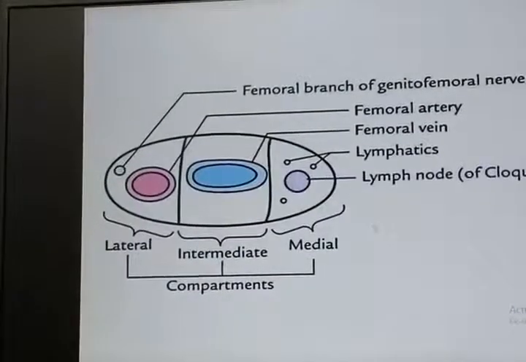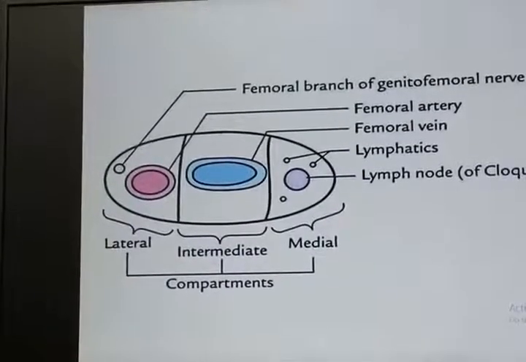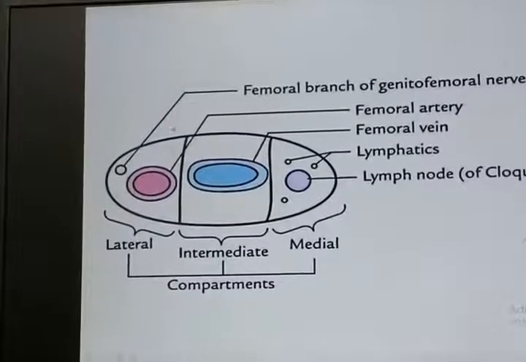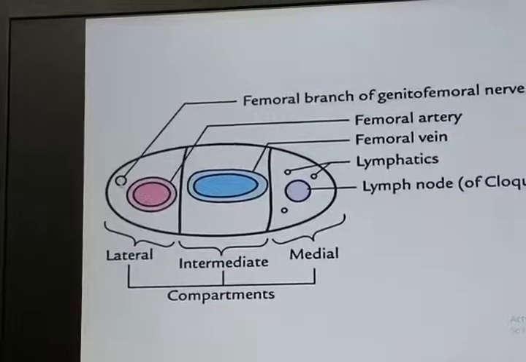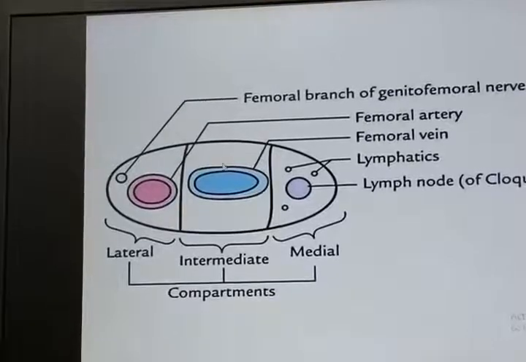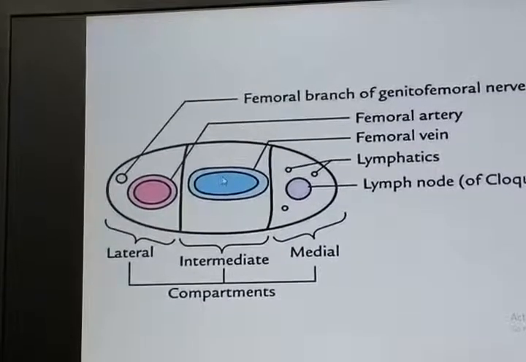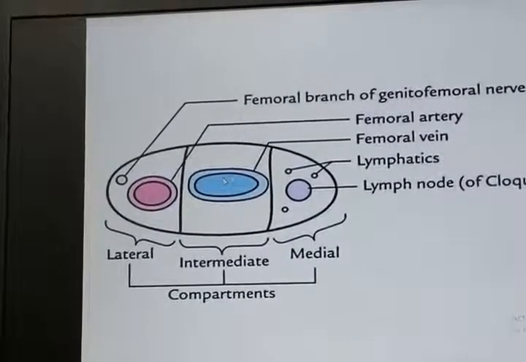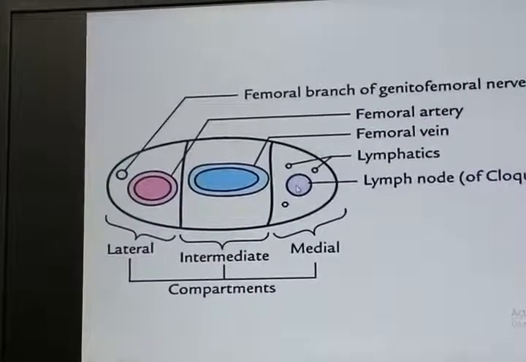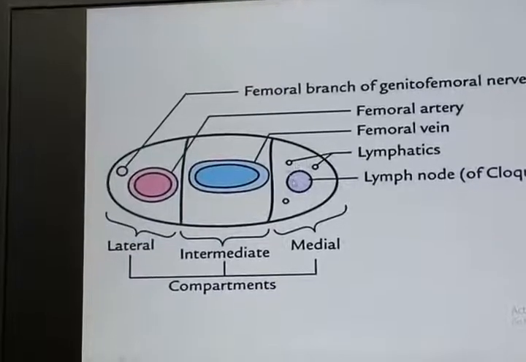So here you are getting the 3 compartments by 2 fibrous septa. So here is the lateral-most, and here you are getting the femoral artery, and along with this lateral compartment another structure, the femoral branch of the genitofemoral nerve, and in the intermediate compartment here you are getting the femoral vein, and the medial-most has the lymph node of Cloquet, and this particular area is called the femoral canal.